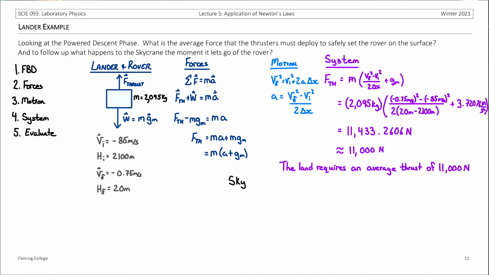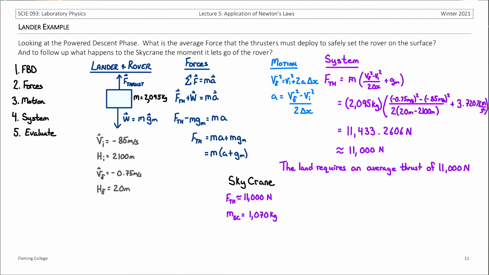There's a second part. What happens to the sky crane the moment it lets go of the rover? Well, we know that the sky crane is applying thrust of approximately 11,000 newtons, and it was applying that to the entire mass of both the rover and the lander. But the moment it lets go of the rover, it now has a smaller mass. The mass of the sky crane itself was 1,070 kilograms.